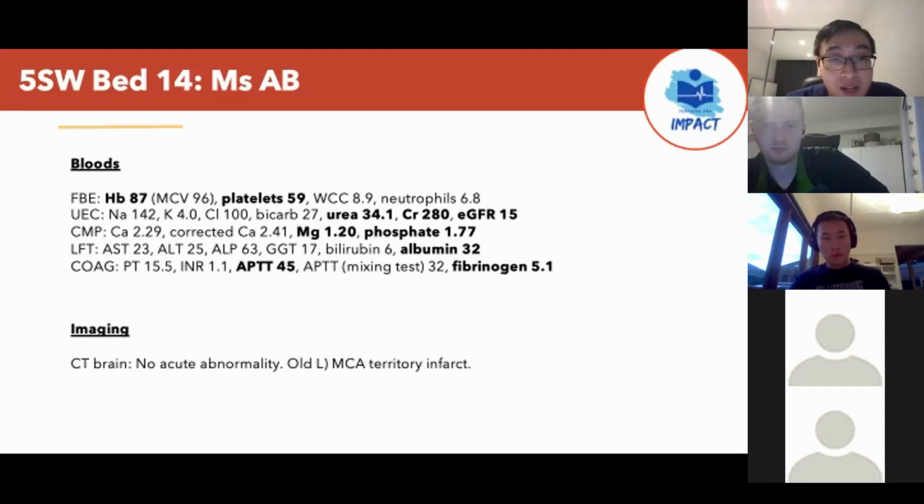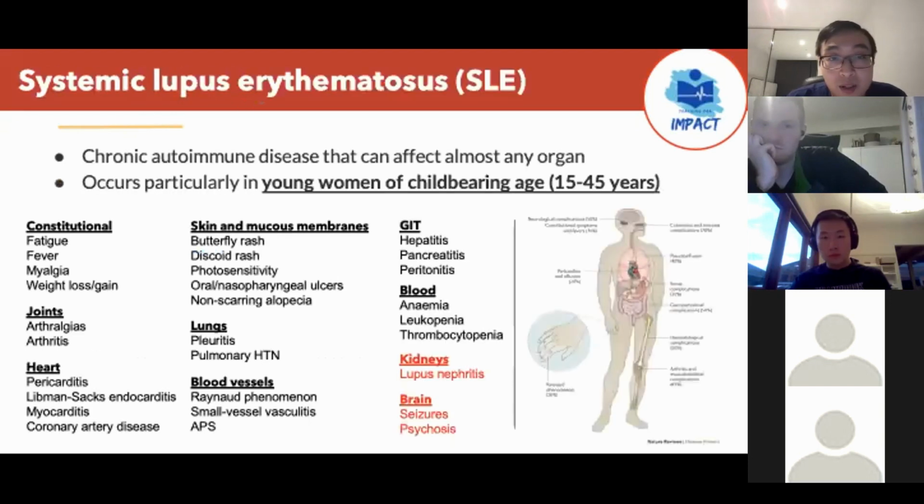So she came in post a seizure in the context of a recent left MCA infarct. Reasonable to do a CT brain. Her CT brain showed no acute abnormalities, just an old left MCA territory infarct. So let's take this opportunity to talk a little bit about SLE.